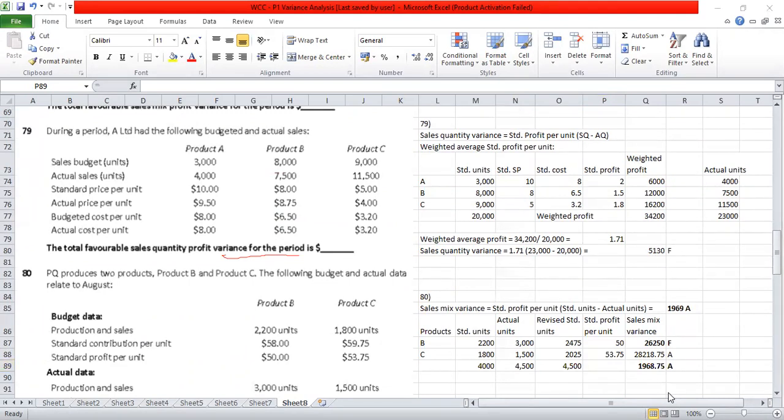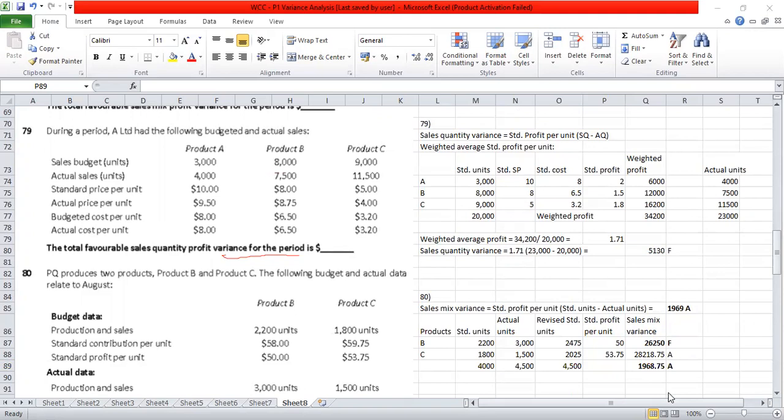Okay, ma'am. Mix is, as I told you, when there is more than one type. If it is a cost variance, it is more than one type of raw material for material, one type of skill set for labor. So that is mix variance in material and labor. Here, in case of sales, they have sold more than one type of product. So then we have a sales mix variance. So here, in question 79, there are three different products. They are asking us to find out the total quantity variance.